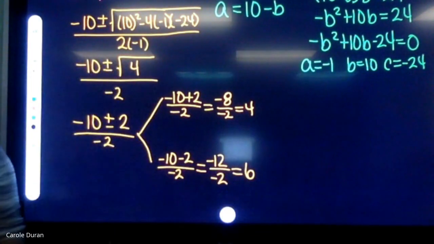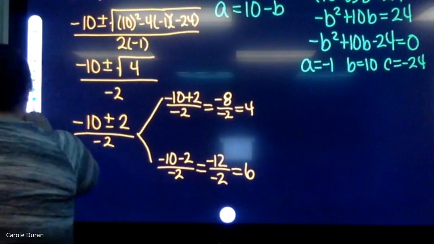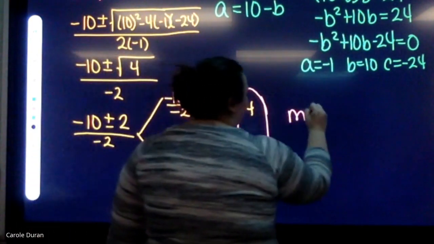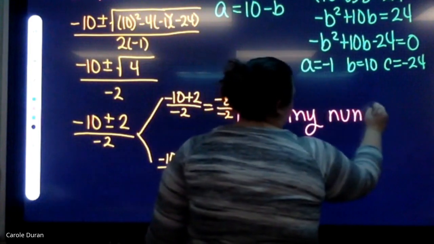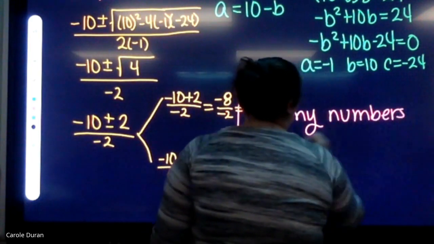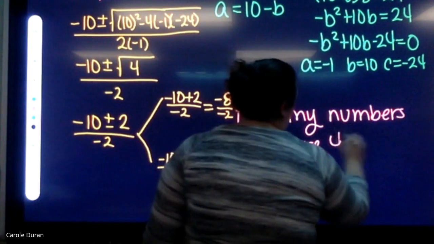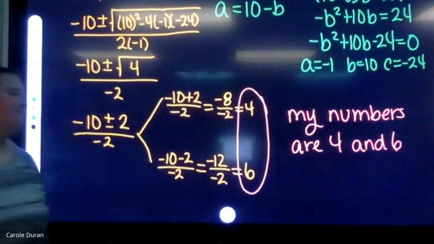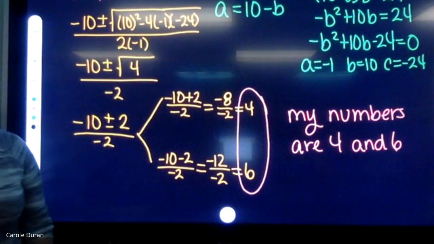Did that work out for you guys? Yes, because I got that my two numbers are 4 and 6. Grant, and what happens if you can prove it just by adding them? I still want it this way. It's proven if you add them and then multiply. So my numbers are 4 and 6, which you guys probably already knew.